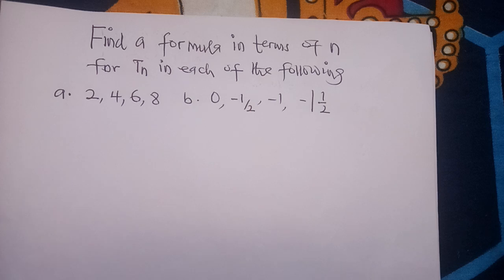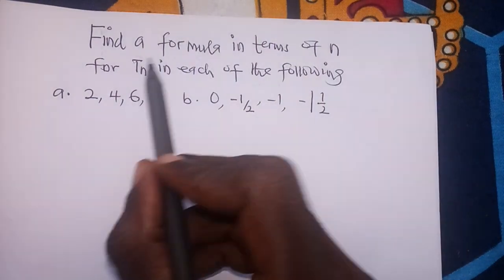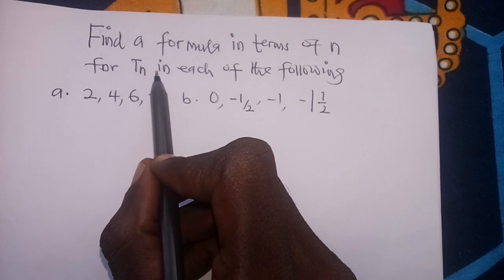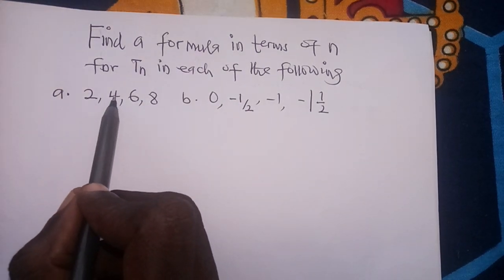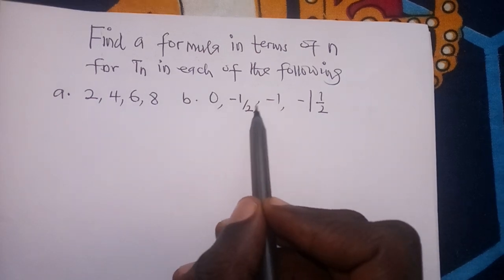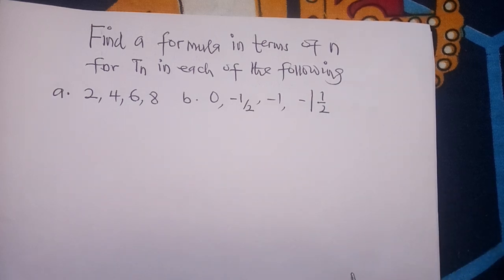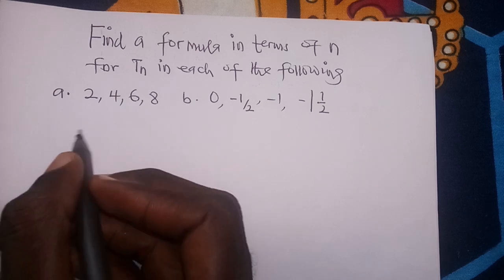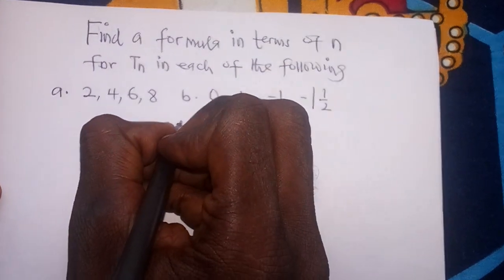Now let's get to the problem that we are given, and we are still on AP and GP. It reads: find a formula in terms of n for the nth term in each of the following. We are given A, 2, 4, 6, 8. B, we are given 0, minus 1 upon 2, minus 1, minus 1 whole number 1 upon 2. Now to find the nth term of each of these, let's say solution.